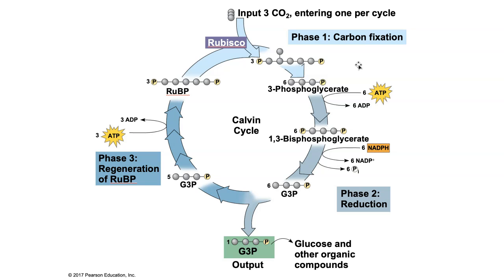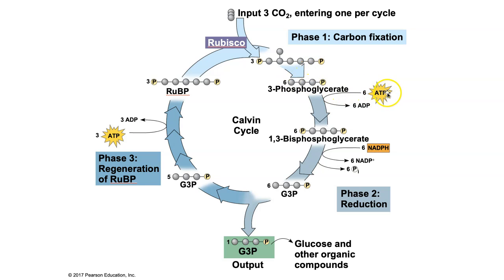Then another enzyme is going to cut that in half, right? So we have 2, 3 carbon molecules. You don't need to know the name of this. Just know this first step. Rubisco grabs a carbon dioxide and adds it to the molecule ribulose bisphosphate, which is a 5 carbon sugar, to create this 6 carbon sugar. That 6 carbon sugar gets chopped in half.